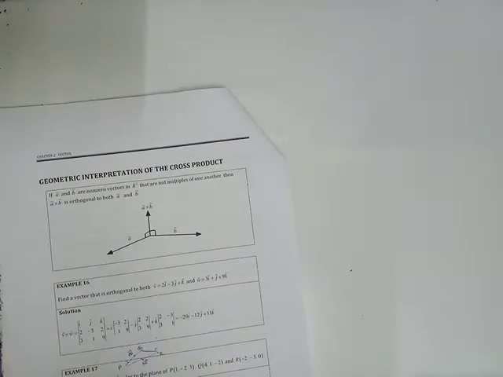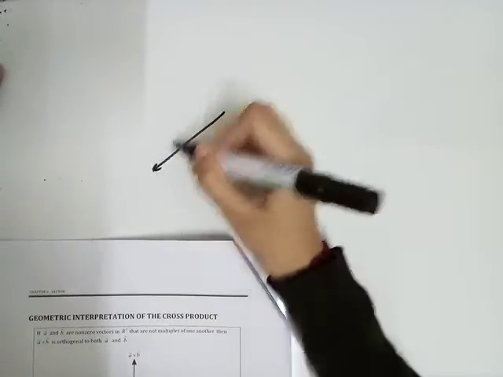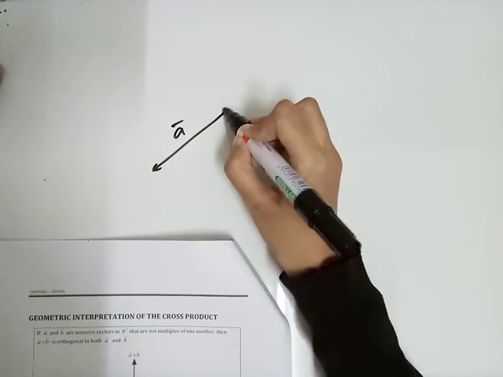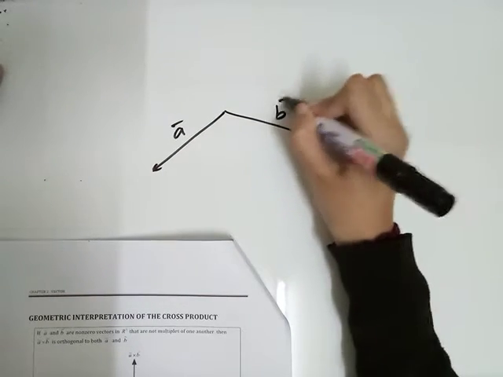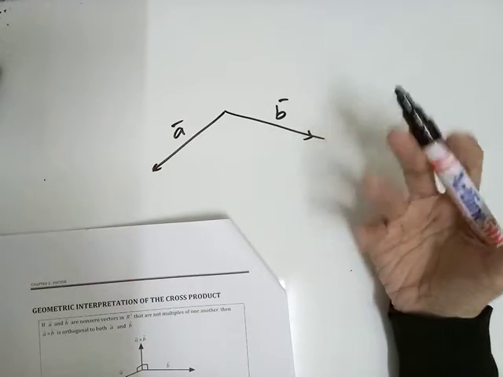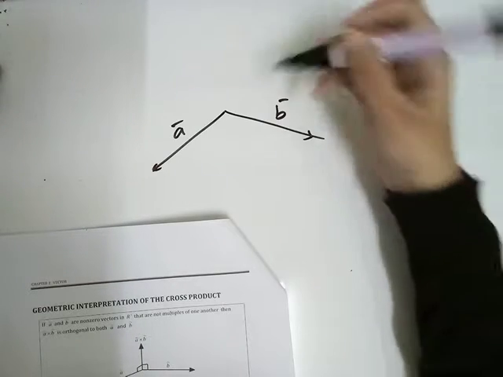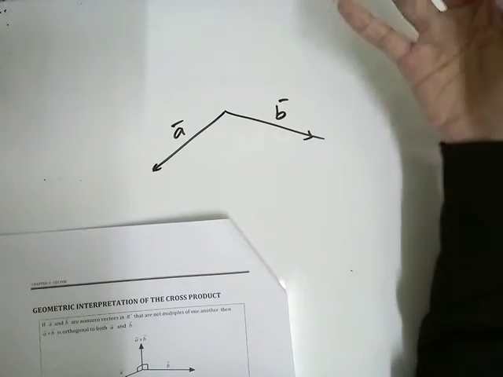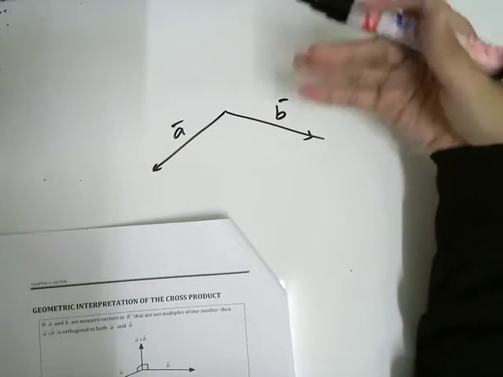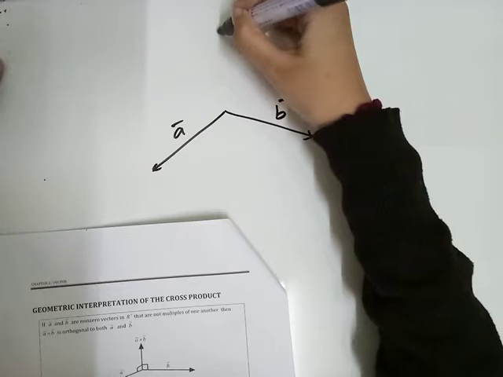Okay, what does that mean? It means, let's say this is vector A and then this is vector B. We want to find the new vector which is orthogonal. What is meant by orthogonal? It is perpendicular. We want to find the new vector which is orthogonal with these two vectors.